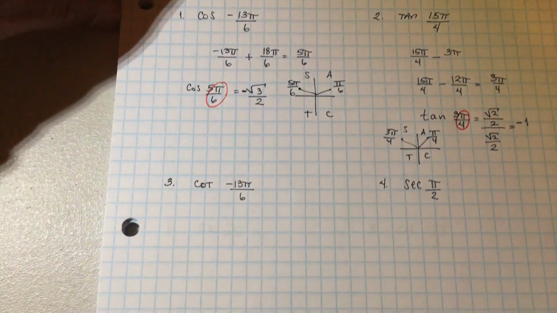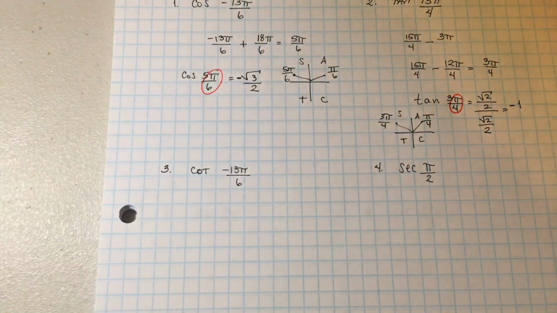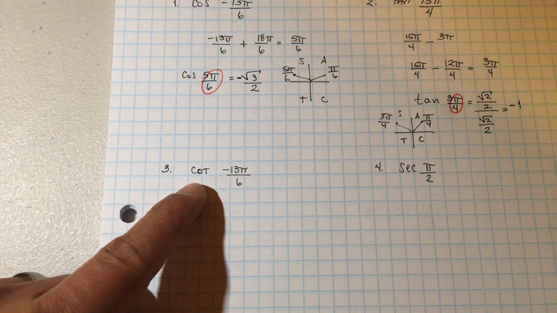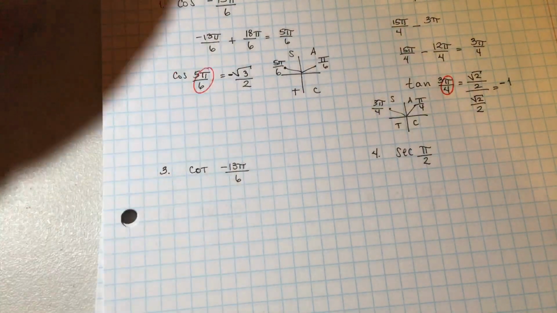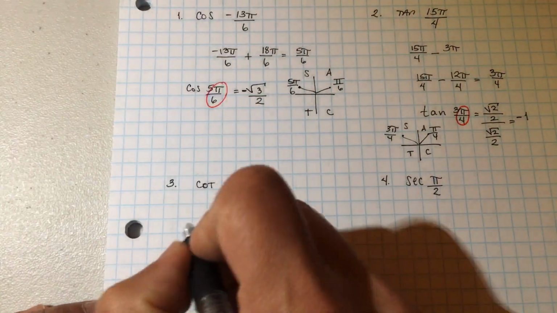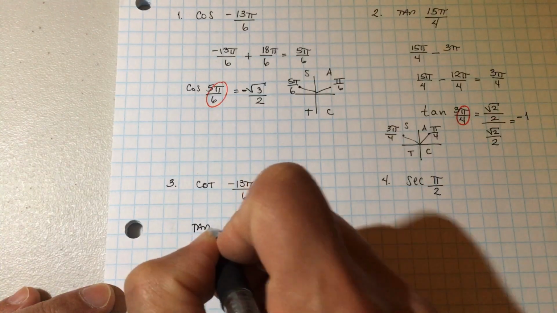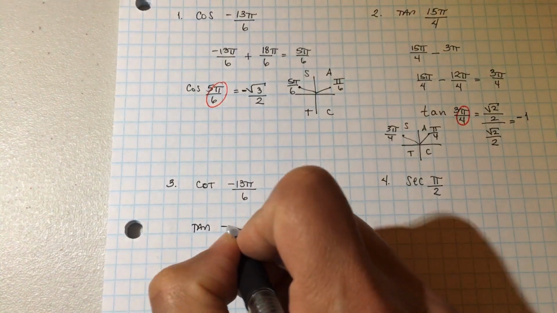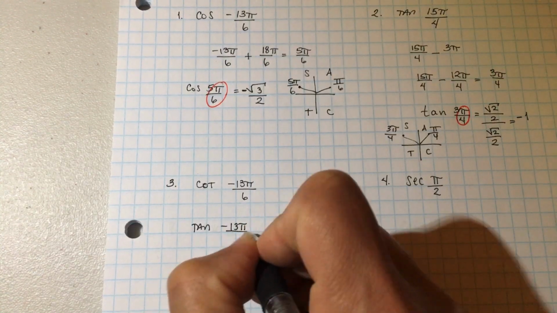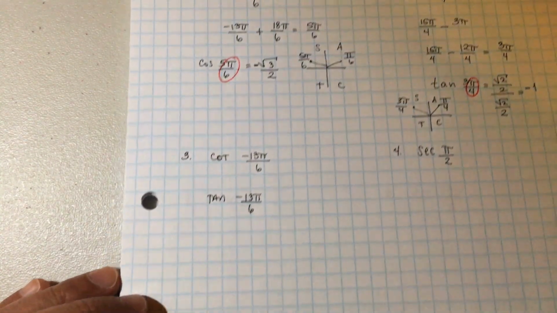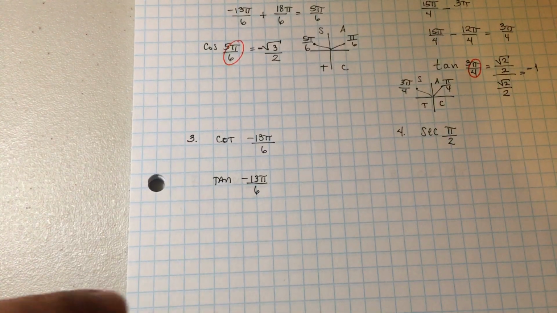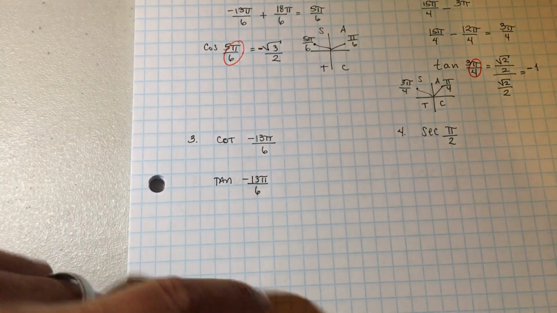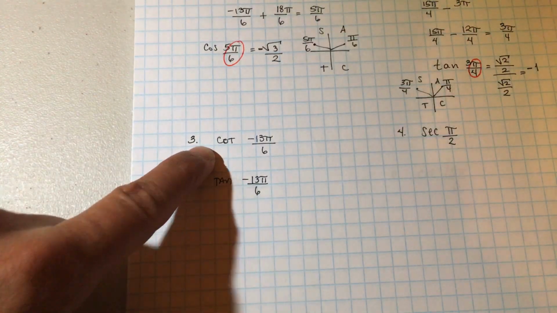Now let's throw a little wrench into it. See, now we have cotangent. Now we're dealing with reciprocal trig ratios. So what you're going to do first is the reciprocal. We know tangent is the reciprocal of cotangent. So what I'm going to do is first figure out tangent of -13 pi over 6, get my answer, and at the final result, you're going to flip it. Why? Because that's a reciprocal trig ratio.